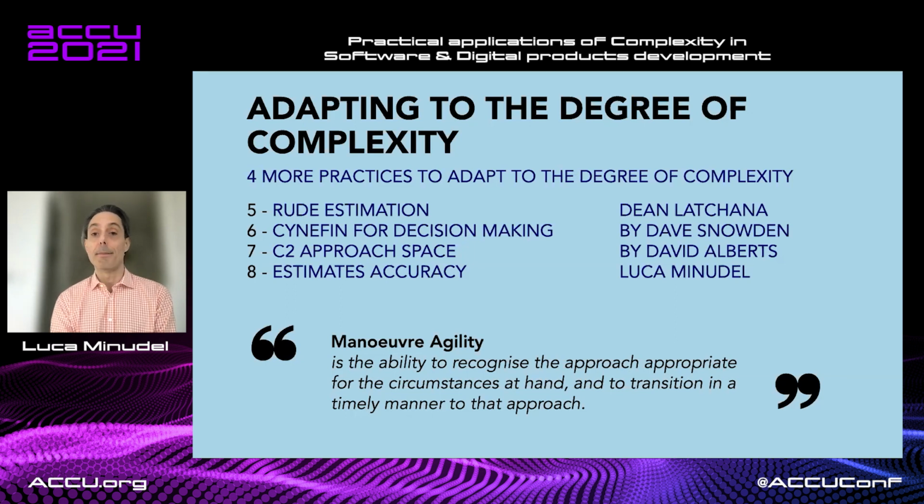As a member of the team and as a facilitator of the delivery, I often use the last one, estimate accuracy with the cone of uncertainty. It is a practice that takes some loose inspiration from the cone of uncertainty and applies that to different degrees of complexity. Instead, when I work as a technical coach or as an agile coach, helping a team or an organization to adopt agile software development, I use practice number 7, C2 approach space, in order to assess how much agility the team and the organization may benefit from based on the average complexity of the work that they deal with.